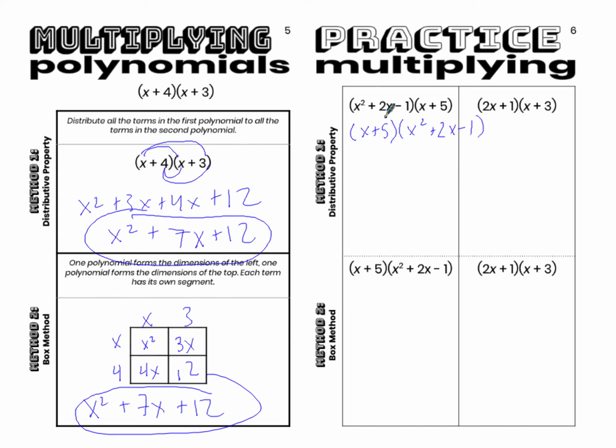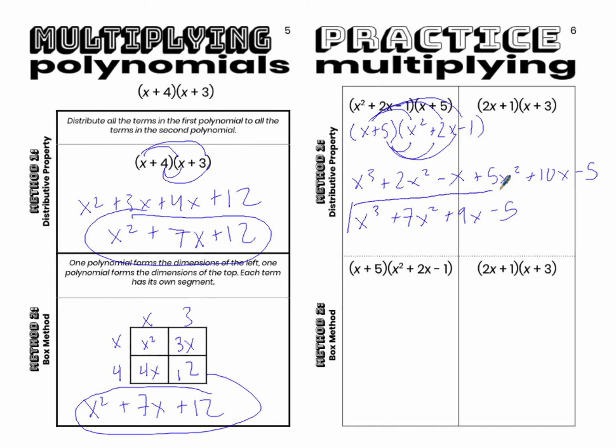That's fine. That allows us to do arrows on top, arrows on bottom. So x to the third plus 2x squared minus x plus 5x squared plus 10x minus 5. Combining like terms, we just have one cubic term, two quadratic, two linear, minus 5. So that is my final simplified answer.